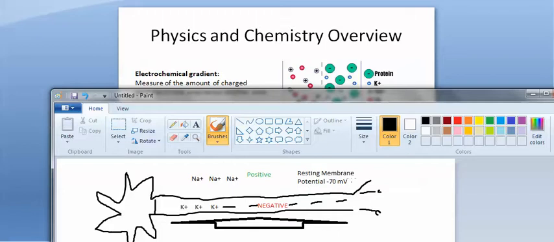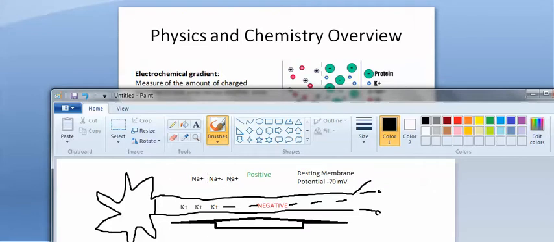Okay, so this is at resting membrane potential, meaning that it's negative 70 millivolts. So it's negative 70 millivolts compared to the outside here. Okay, so this relationship is negative 70 millivolts lower than on the outside of the cell.